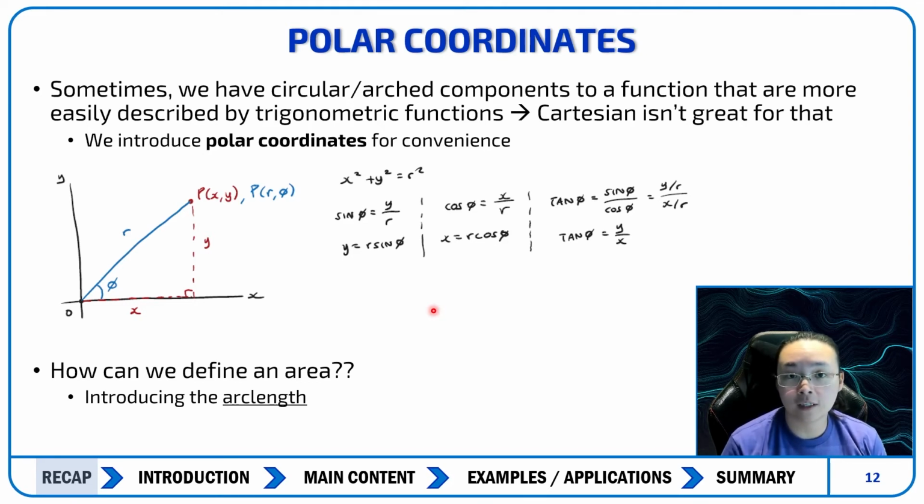Now, the only question is, when we switch to polar coordinates, how do we find the area? So we now have to not really look at straight lines, we have to look at curved lines, and that's where an arc length comes in.